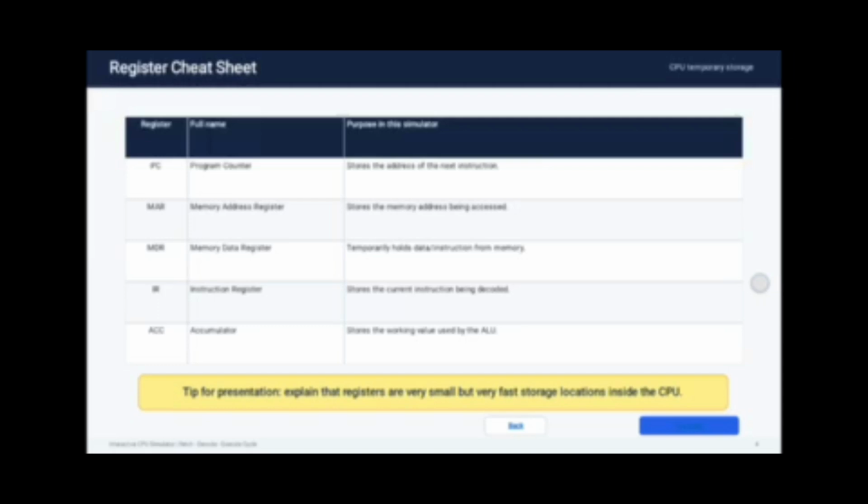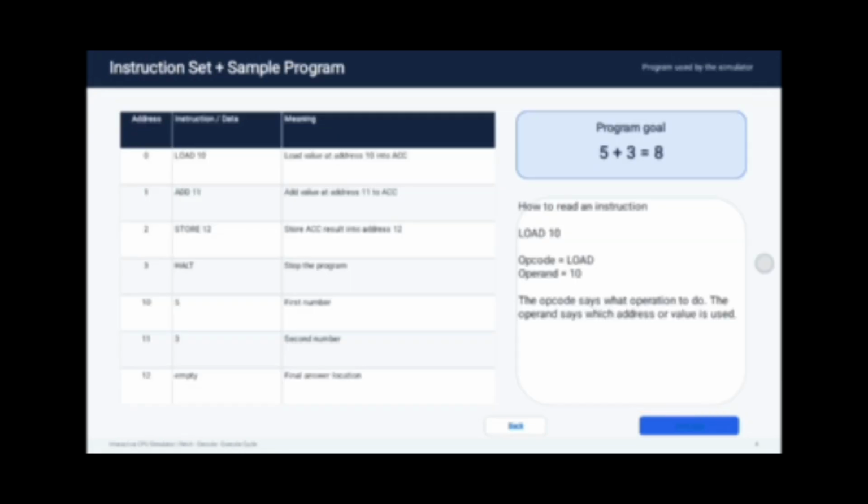The IR or instruction register stores the current instruction. The MAR or memory address register stores the address of the memory location that needs to be accessed. The MDR or memory data register stores data and instructions taken from memory. The ACC or accumulator stores the result of a calculation. We also use memory. Memory stores both instructions and data.